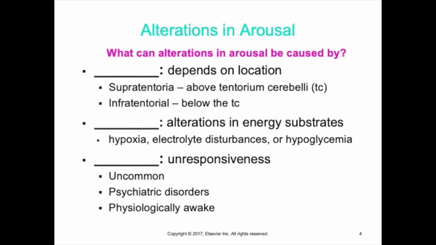And lastly, we have psychogenic alterations in arousal. This could be an unresponsiveness. Now, though these are less common, they can signal general psychiatric disorders. And despite apparent unconsciousness, the person actually might be physiologically awake, and the neurologic examination could actually come back as having found normal responses, all falling under psychogenic alterations.